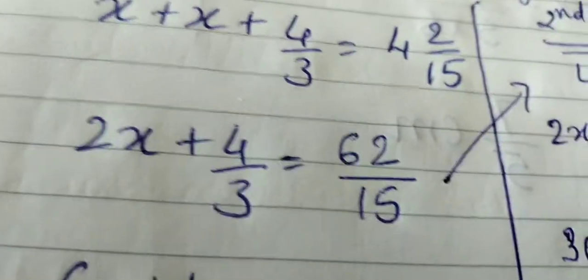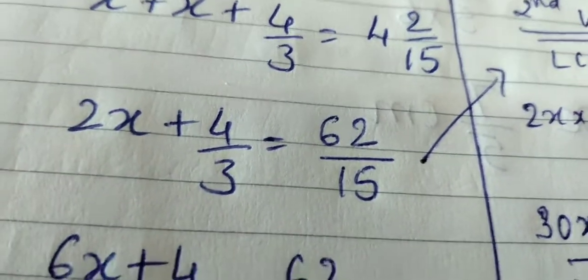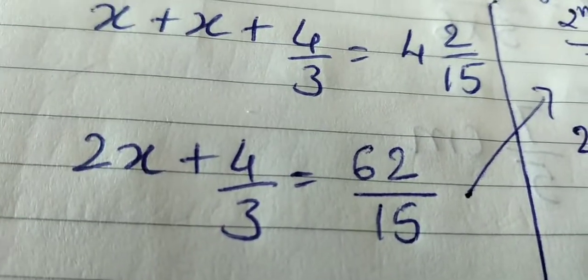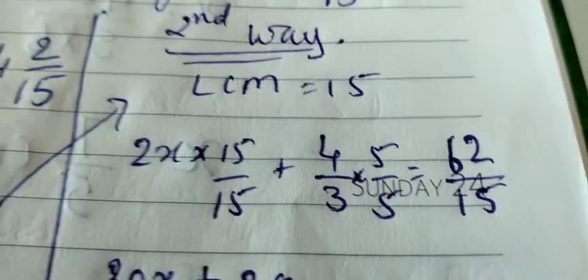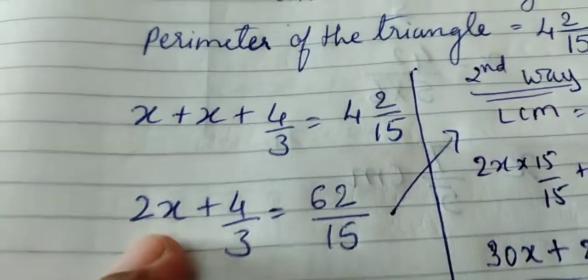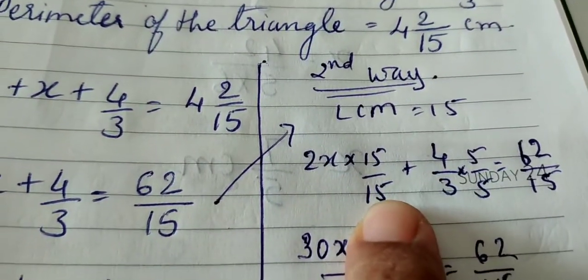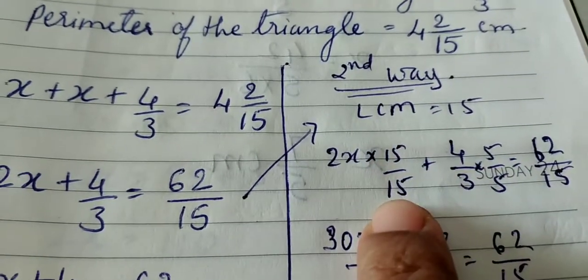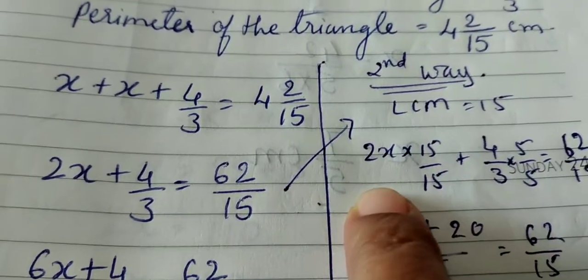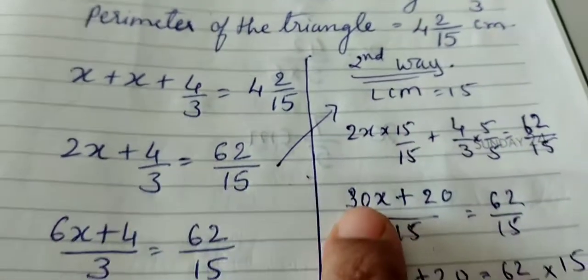Okay, so as I told you, you will find out an LCM. In the second method, what you are going to do is find out the LCM of 3 and 15. As 15 is a multiple of 3, 15 will be the LCM. Now I am going to make the denominators of both the terms 15. To make the first term, I will multiply by 15 by 15, because the denominator of 2x is 1. So 15 ones are 15. 15 twos are 30.